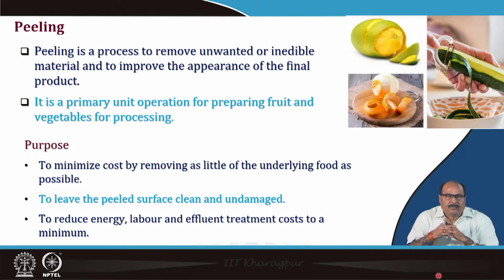Let us see what is peeling. Peeling is a process to remove unwanted or inedible material and to improve the appearance of the final product. It is a primary unit operation for preparing fruits and vegetables for processing. The purpose of peeling is to minimize cost by removing as little of the underlying food as possible, to leave the peeled surface clean and undamaged, and to reduce energy, labor and effluent treatment cost to a minimum.